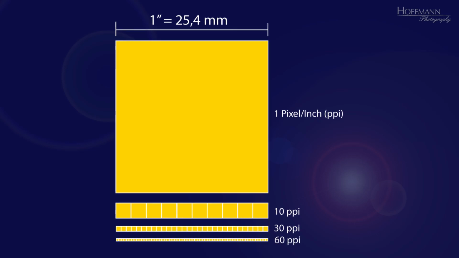However, depending on the camera model, the image has a maximum number of pixels, horizontally and vertically. And therefore, the image dimensions also change when we change the resolution. Let's take a look at this image.